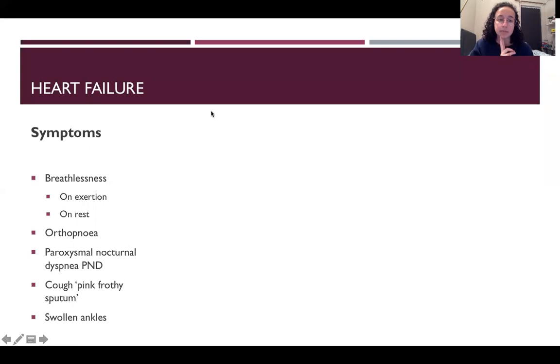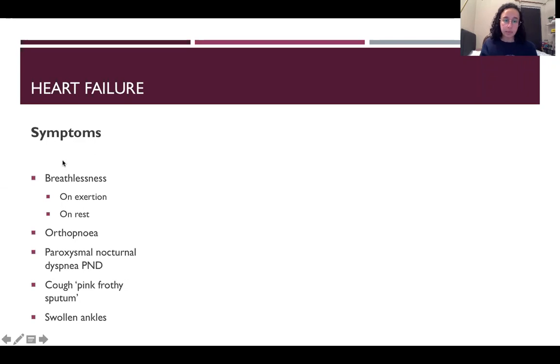So common symptoms with heart failure, things you'd want to ask more about. So they say they're breathless. Is it at rest or is it when they exert themselves? And how much are they exerting themselves to get breathless? Orthopnea, so a question I would ask is, how many pillows do you sleep on at night? Orthopnea is lying flat and you get breathless. So if they have to sleep on several pillows or they have to sleep in a chair, you know that it's quite bad.